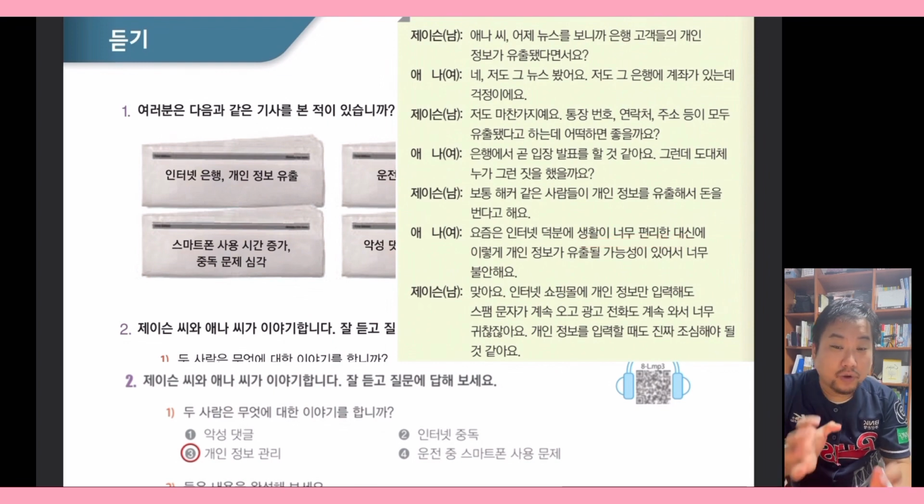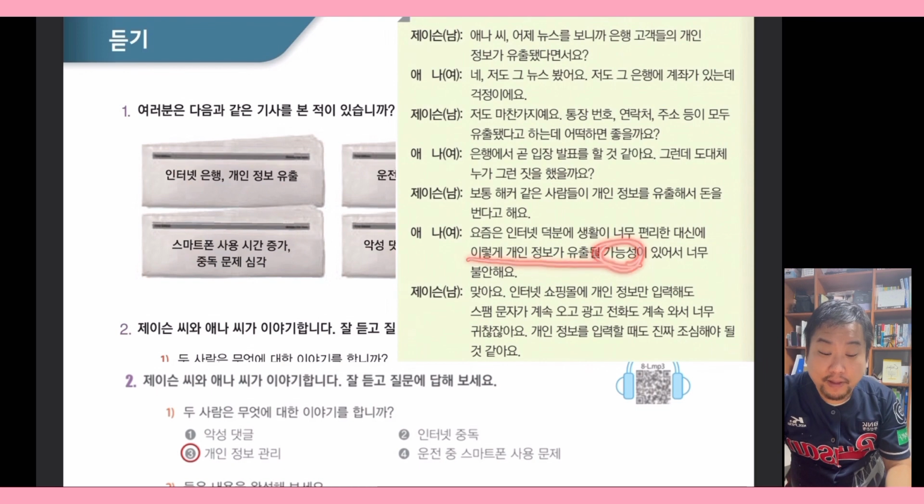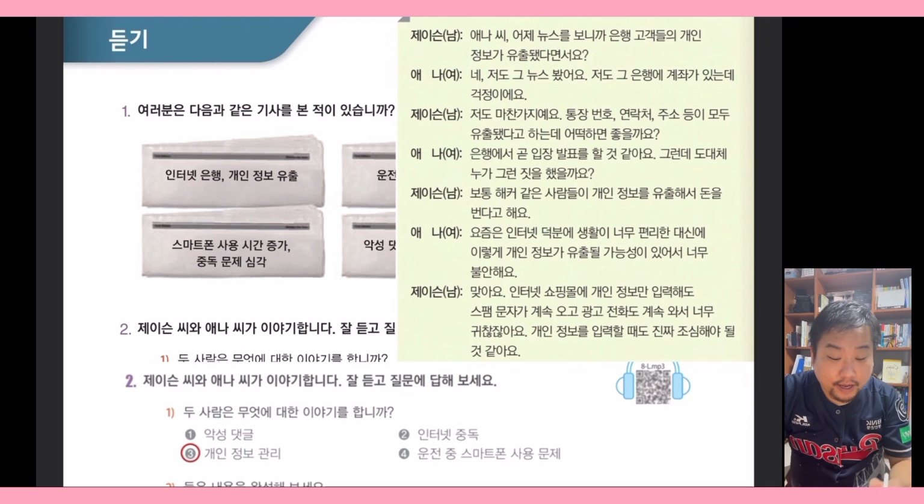Our life is so convenient. Instead of what, but 이런 개인정보가 유출될 가능성, possibility of leakage of personal information이 있어서 너무 I'm nervous, 불안해요. 맞아요. 인터넷 쇼핑몰에 개인정보만 입력, just typing one's personal information in the internet shopping mall. 또 스팸 문자, it's spam. 스팸 메시지가 계속 오고 광고, is commercial, advertisement. 전화도 계속 consistently coming 와서 너무 귀찮아요.